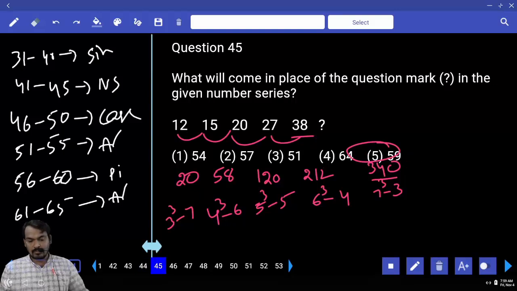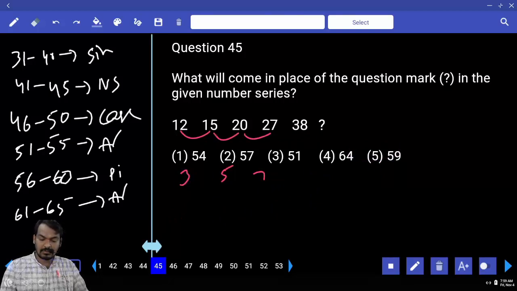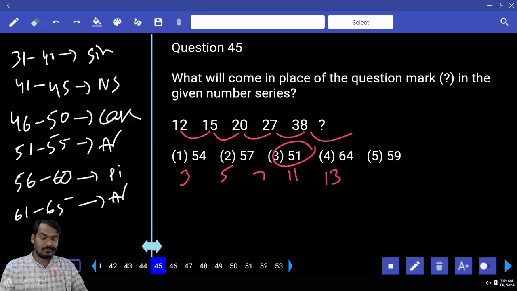Next question number 45. What is the first difference? 3. Next one 5. Next one 7. Next one 11 or not? All are prime numbers or not? Next one 13. What is the answer? 51.